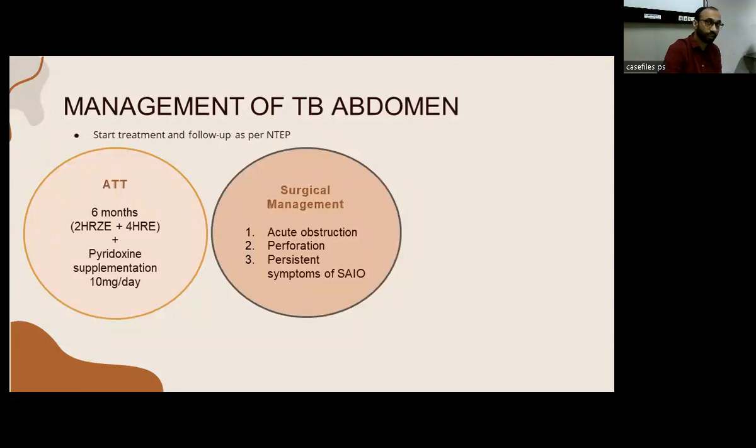Then coming to the surgical management per se, the primary indications of surgical management in a TB abdomen patient are if the child presents with acute obstruction, or if there is intestinal perforation, or there are persistent symptoms of subacute intestinal obstruction that are not getting relieved with conservative management.